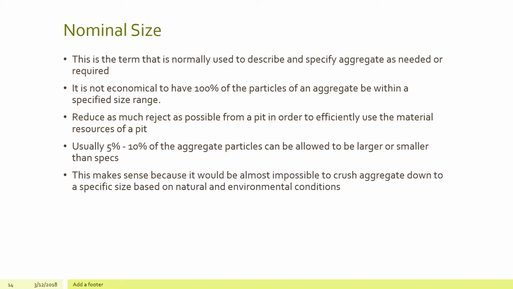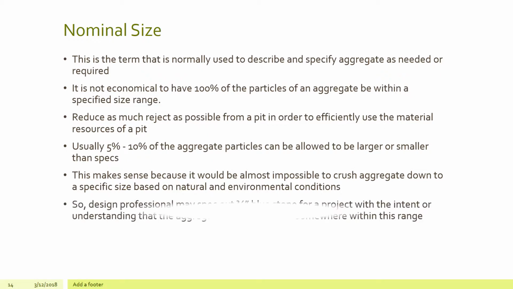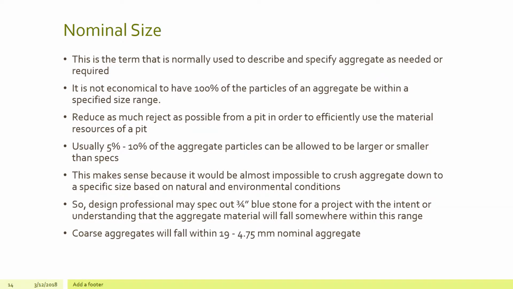And this makes sense because it would be almost impossible to crush aggregate down to a specific size based on natural and environmental conditions that we have. So design professionals may spec out 3/4 bluestone for a project with the intent or understanding that the aggregate material will fall somewhere within this range. Of course, aggregates will fall within the 19 to 4.75 nominal aggregate range that we would have. And of course, with fines being under 4.75 millimeter nominal aggregate sizes.